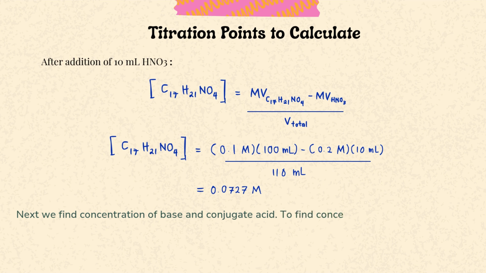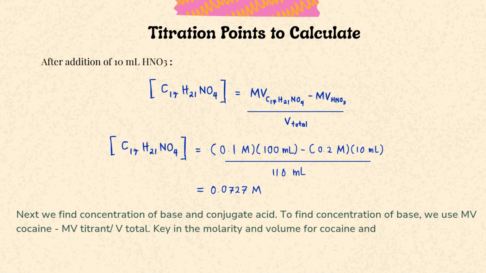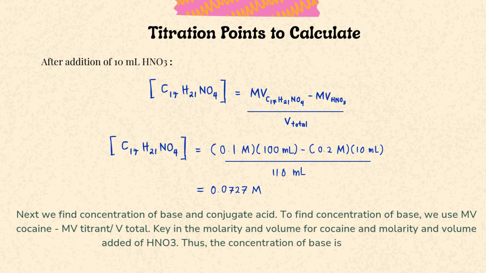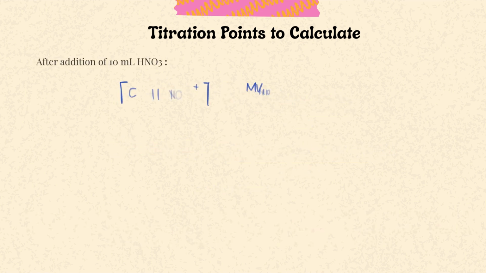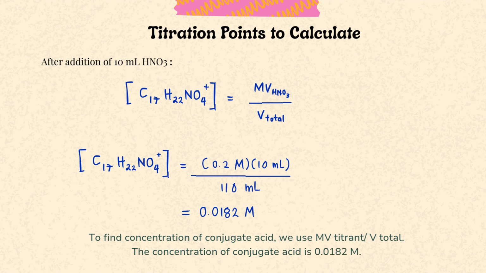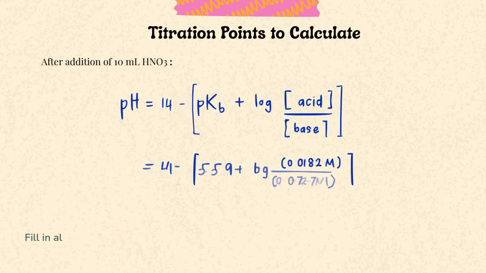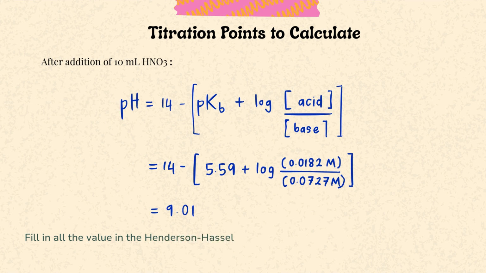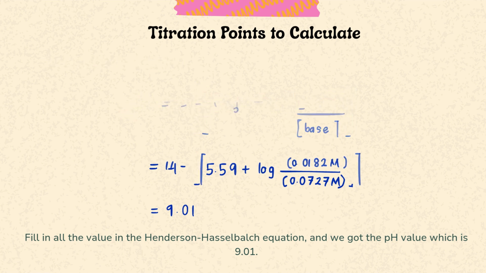To find the concentration of base, we use MV cocaine minus MV titrant divided by V total. Key in the molarity and volume for cocaine and the molarity and volume added of nitric acid. Thus, the concentration of base is 0.0727 molarity. To find the concentration of conjugate acid, we use MV titrant divided by V total. The concentration of conjugate acid is 0.0182 molarity. Fill in all the values in the Henderson-Hasselbalch equation and we get the pH value, which is 9.01.